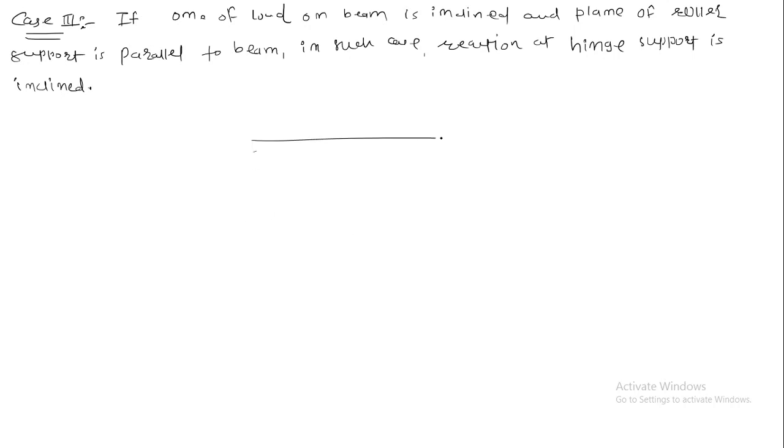So let us suppose first draw the loading diagram. Hinge and this is roller. Suppose this is W2 and this is W1 inclined at an angle of alpha. So this is A and this is B. Let us draw the free body diagram. This is my free body diagram.